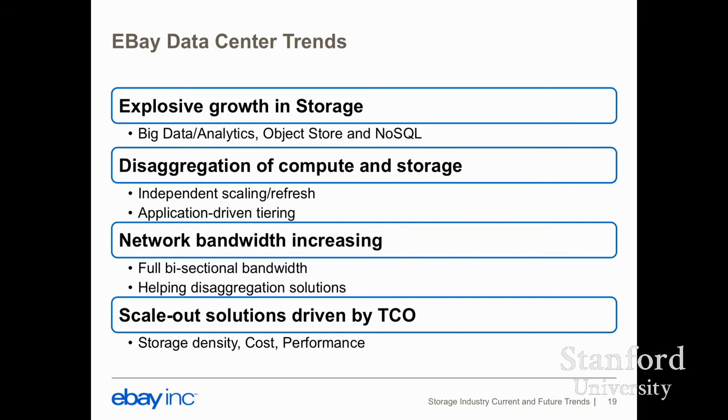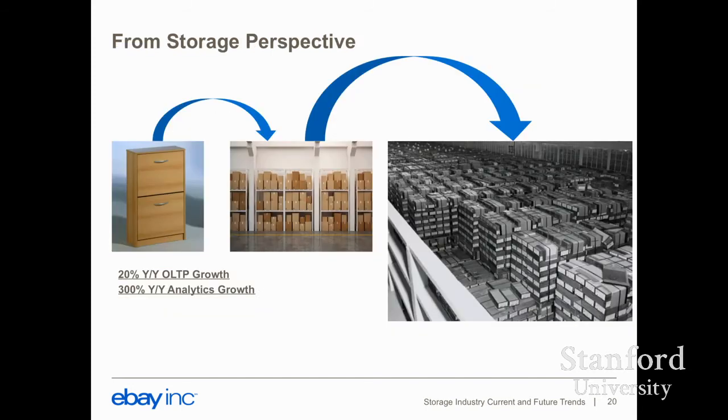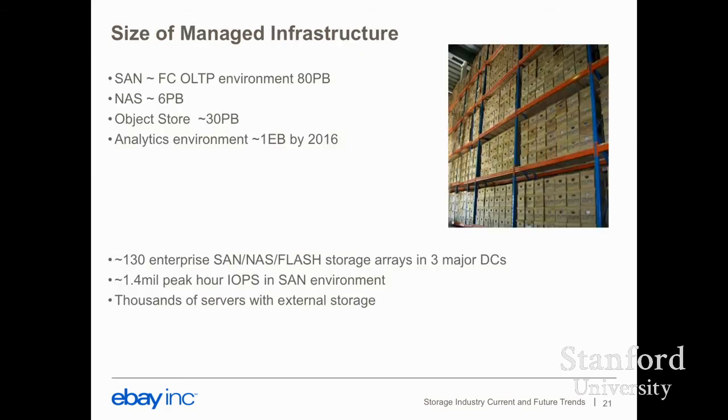Let me give you an idea of our environment. It grows 20% year over year, and I'm going to get into the details of how our environments look, the different silos that we have. In our OLTP environment, we have about 20% growth, but we get a 300% growth in our analytics environment. And we need to deal with that, as part of the infrastructure team.